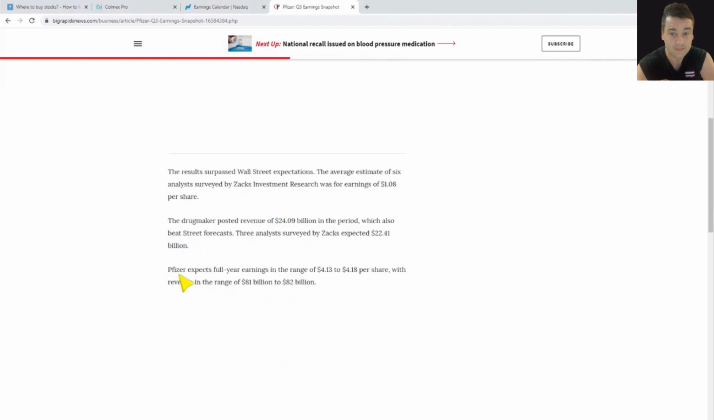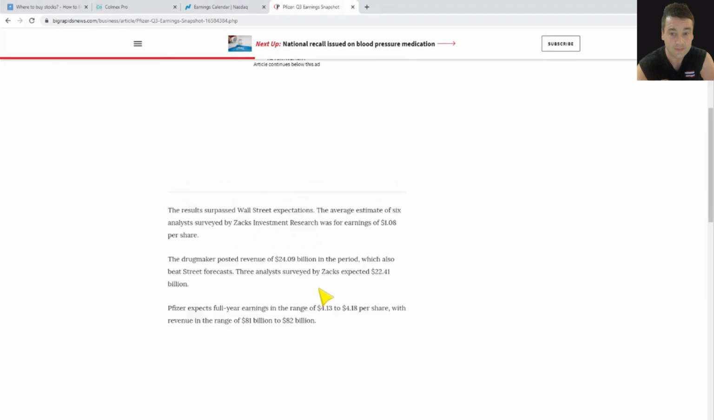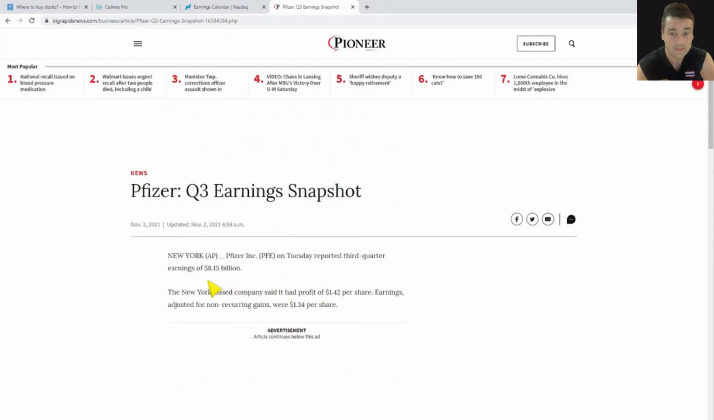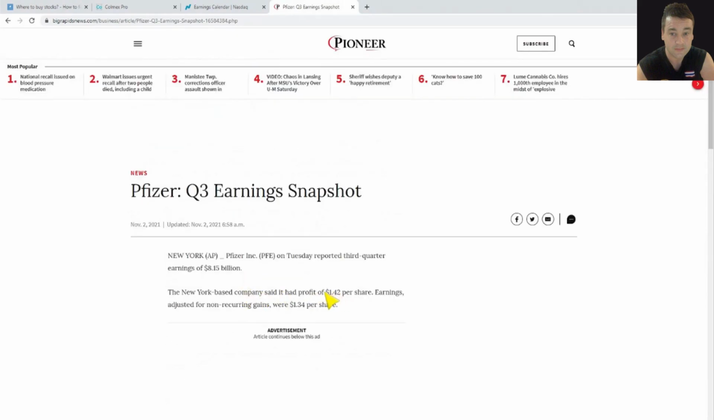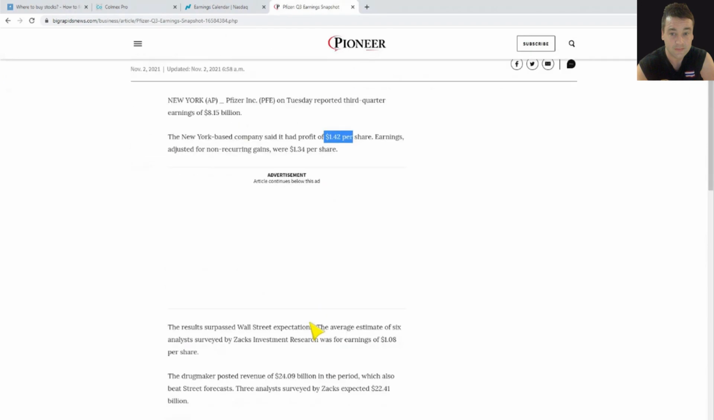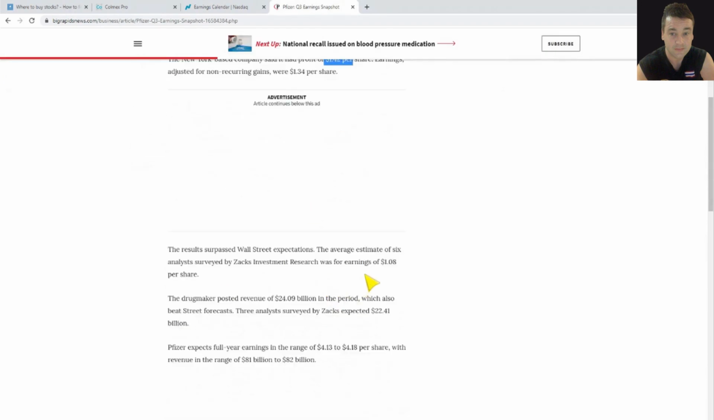24.09 billion. So, and also Pfizer expects full earnings in the range of 4.13 to 4.18 per share, okay, with revenue in a range of 81 to 82 billion. So, really good scores there, okay. So you can see here that it beat analysts' expectation of earning per share. It got 142, and analysts expected 108, and it also beat on revenue. Okay, so that's great news.